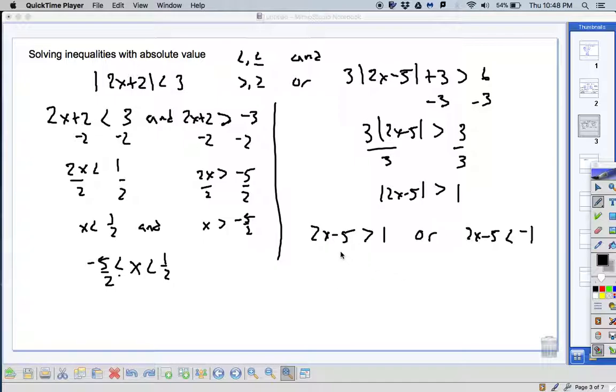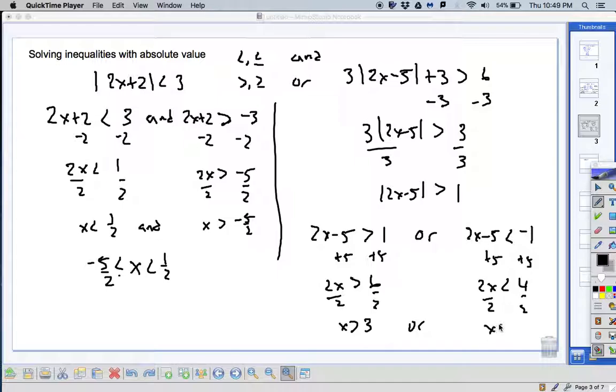And now we're going to go ahead and solve both of these separately. So we're going to add 5 to both sides. You get 2x is greater than 6, and dividing both sides by 2, x is greater than 3. Or, over here, add 5 to both sides. You get 2x is less than 4. Negative 1 plus 5 is 4. Dividing both sides by 2, x is less than 2. So either x is bigger than 3, or it's going to be less than 2.